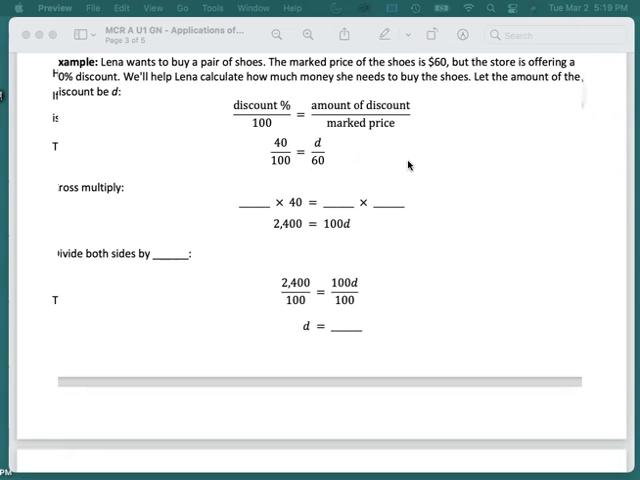So using this method of cross multiplying, we could do 60 times 40 equals 100 times D. So 60 times 40 is 2,400. We're going to divide both sides by 100. That cancels out the 100 on the right side. So 2,400 divided by 100 is 24. So the discount is 24 off, $24 off.